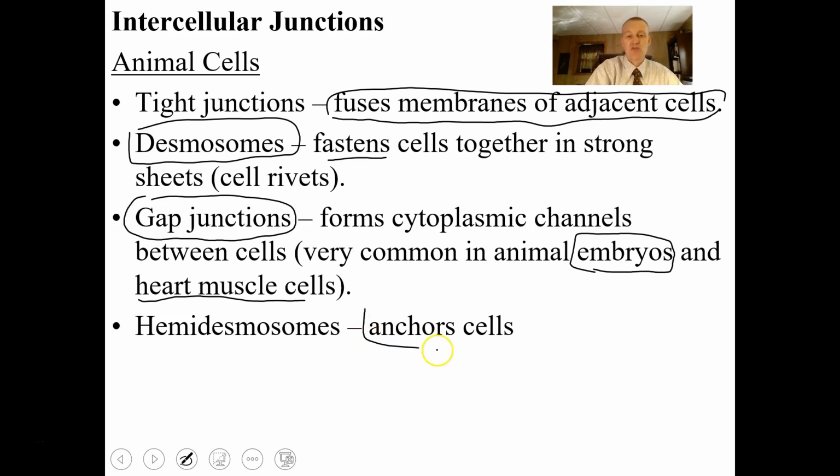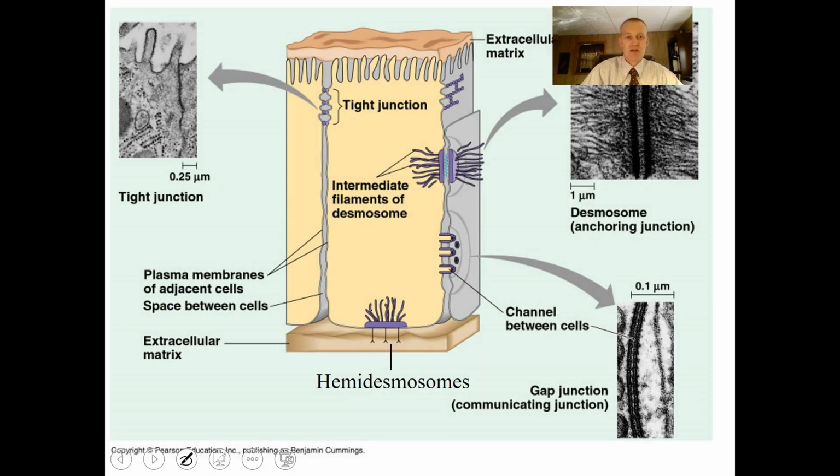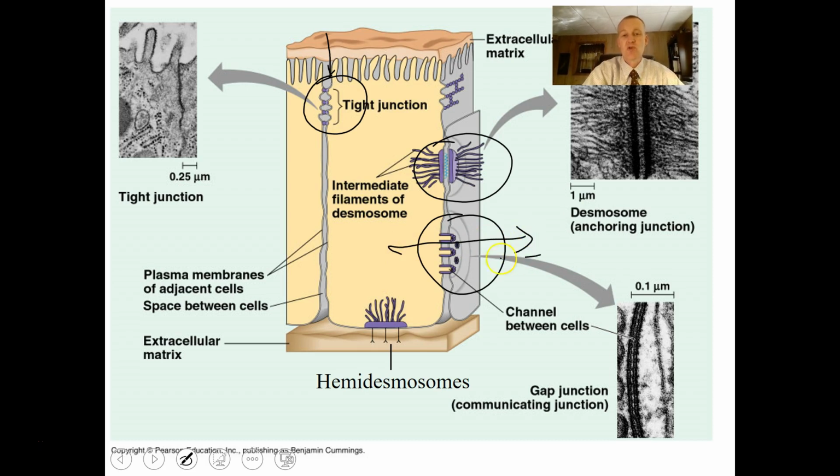Hemidesmosomes will anchor cells, so they're anchor points to underlying cells or underlying things like a basement membrane, a proteinaceous layer that many of your types of cells sit on. So these are the 4 types. You have your tight junction, that fusing of the membrane so things can't leak between cells. You have your desmosomes, which are the things that rivet cells together. You have your gap junctions, which allow for signaling to occur between cells. And then you have your hemidesmosomes that anchor cells to underlying things.